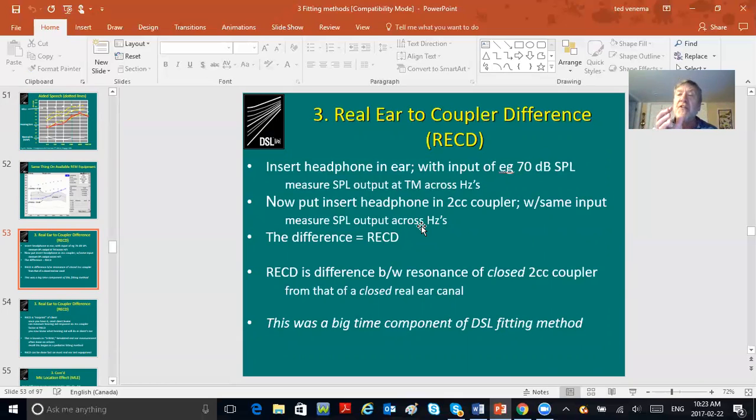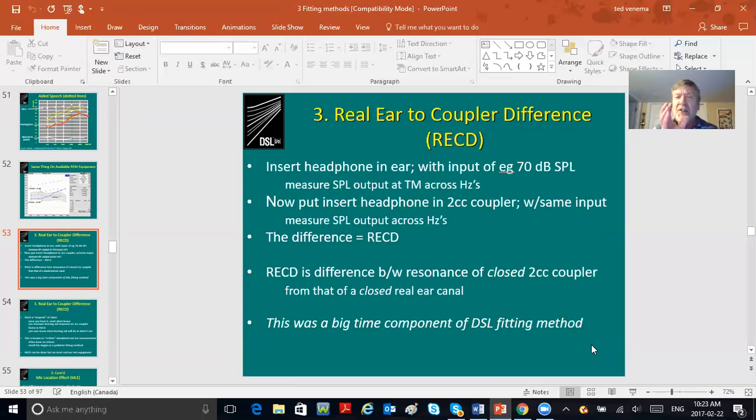What's the difference between what a hearing aid is going to do in your ear versus what it would do in a closed 2cc coupler? This was a big time component of the DSL fitting method. It's what we looked at a few weeks ago with ANSI testing, and ANSI testing involves real ear to coupler difference. Well, I highlighted that because I wanted to show you how that's used in a fitting method today.